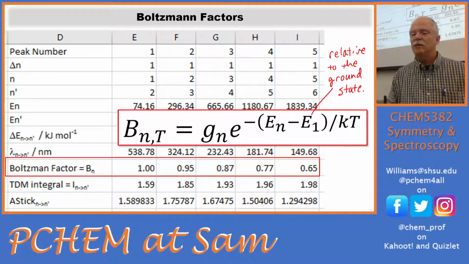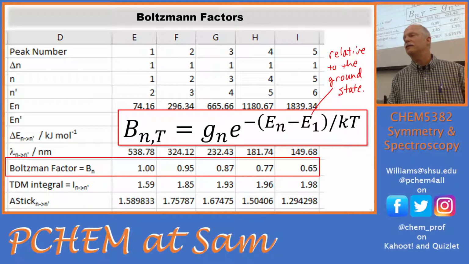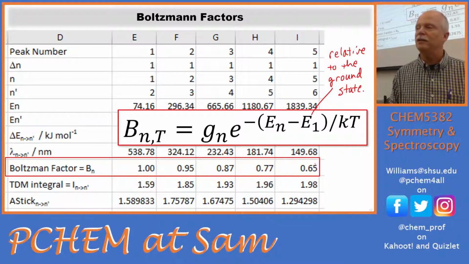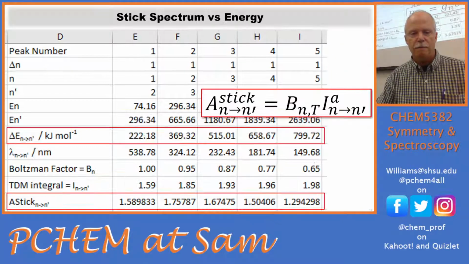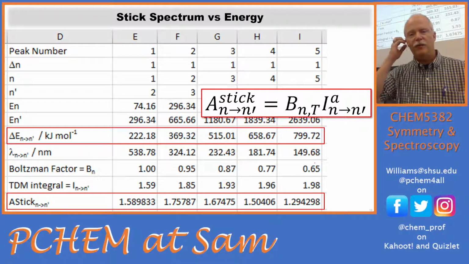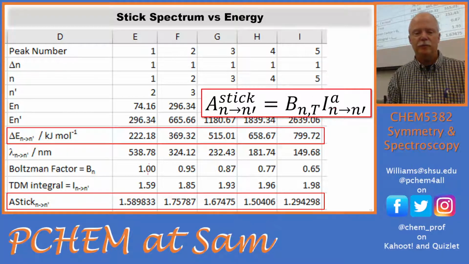Okay, and so that would give you your true percentages. And we do that in the thermodynamics course. But these are the relative percentages. So compared to the ground state, I have a 65% chance of being in the 5th state compared to the ground state. So not as likely. Okay. And then we can calculate our stick spectrum, which is just that Boltzmann factor times the transition moment integrals.